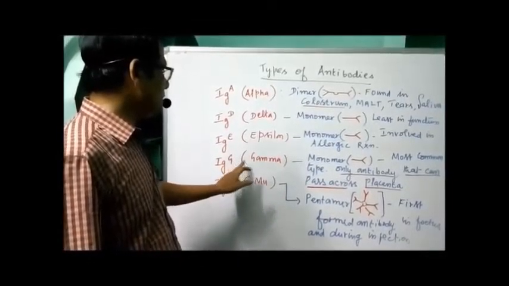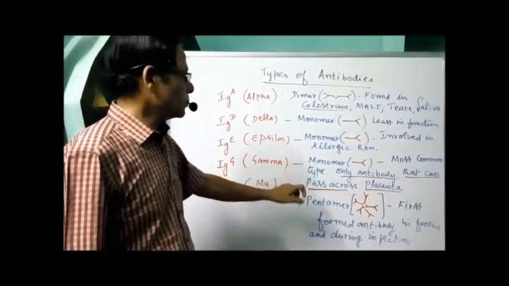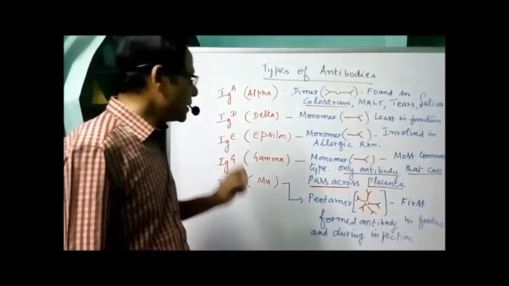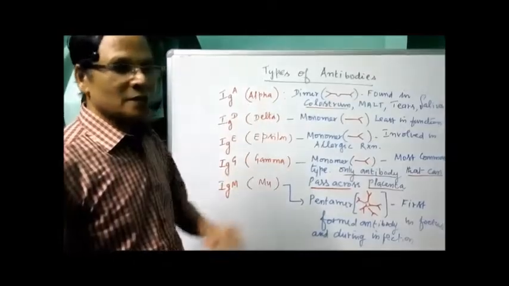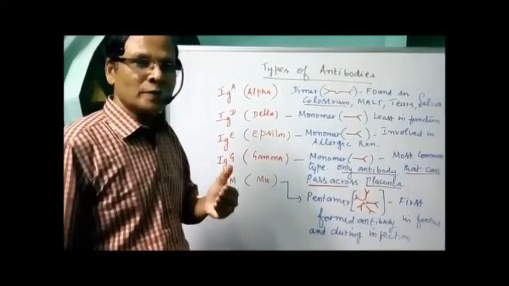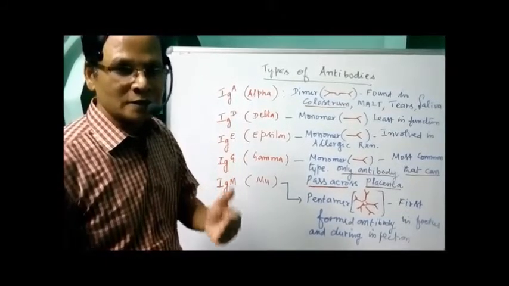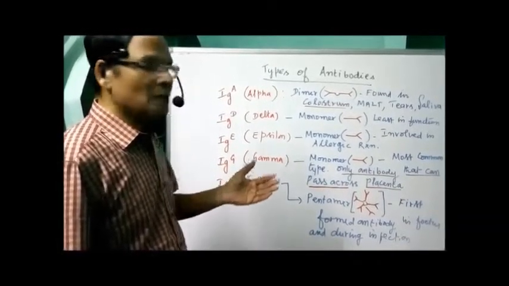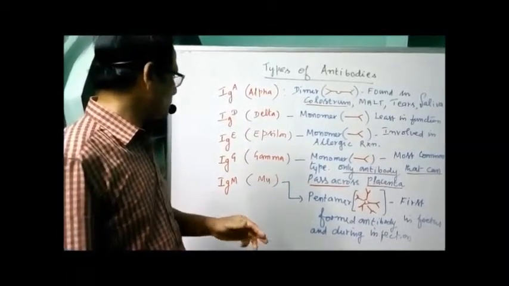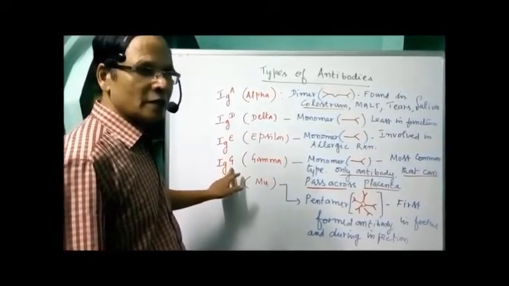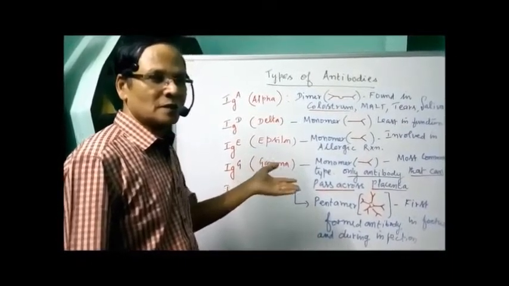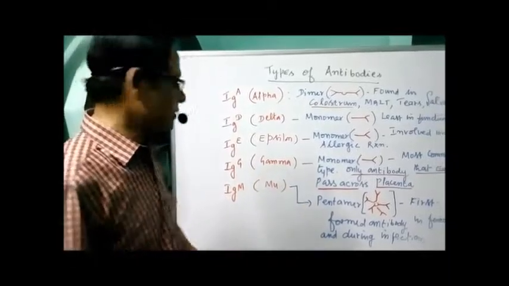Then IgG, gamma, a monomer, the most common, abundant type in the body. It is the only antibody that can pass across the placenta. That is the reason why, in the case of Rh factor, erythroblastosis fetalis develops. This is because of the anti-Rh antibody, which is of IgG type, that can pass across the placenta and cause erythroblastosis fetalis.